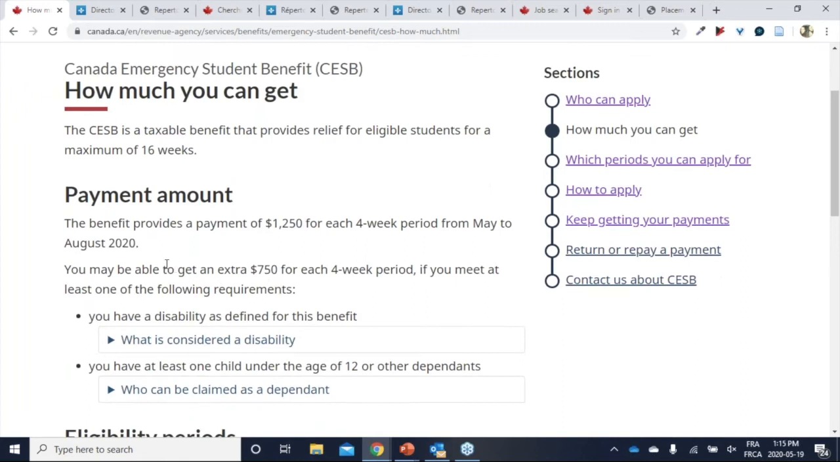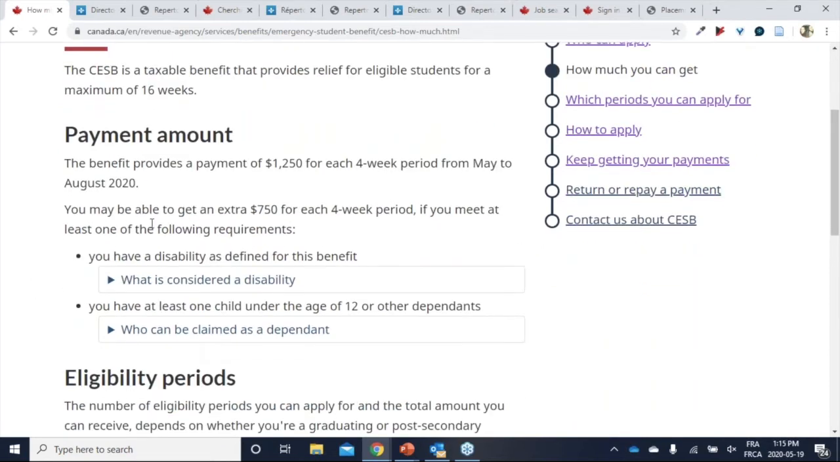So as we mentioned earlier, the benefit provides a payment of $1,250 for each 4-week period from May to August. And you may be able to get an extra $750 for each 4-week period if you meet at least one of the following requirements. We were talking about that earlier. So if you have a disability, or if you have a child under 12 or other dependents.